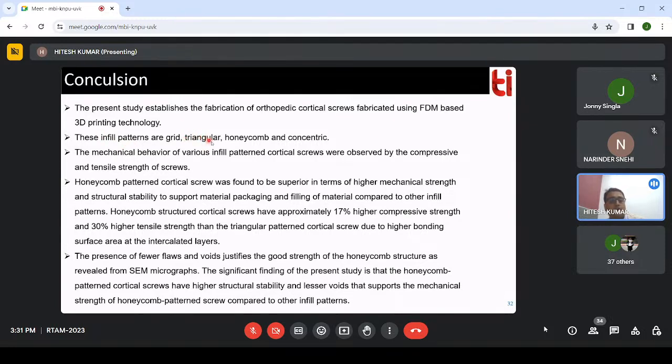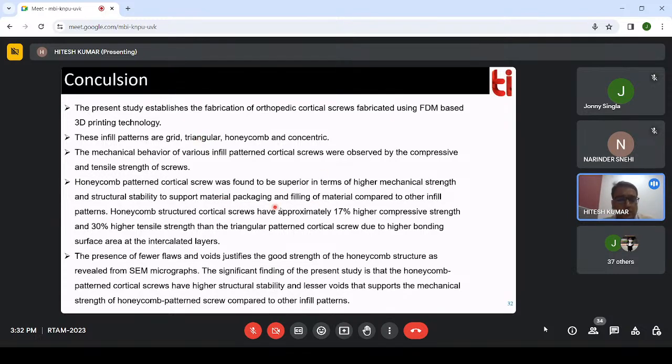With different process parameters, we are able to do infill patterns of grid, triangle, honeycomb, and concentric. And we observed in cortical screws that mechanical behavior basically changes when we change the infill patterns. Also, during the publishing of this paper, one of the reviewers asked us to check the density of the material, which we also checked and confirmed.